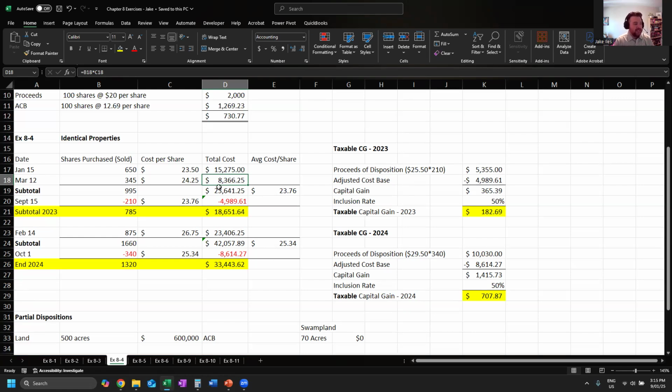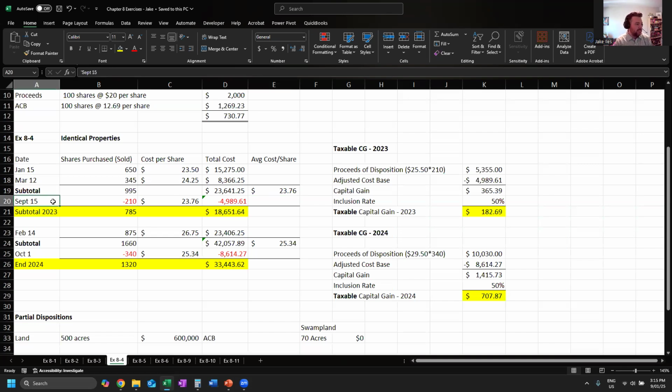So we spent in total $23,641.25, and we have 995 shares. So on average, we spent $23.76. That's 23,641 divided by 995 gives us an average cost per share. We find out the average cost here because our next transaction is a sale and we need to know how much our cost base is.